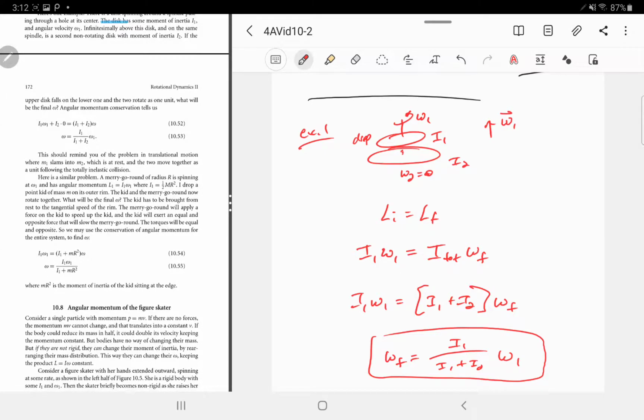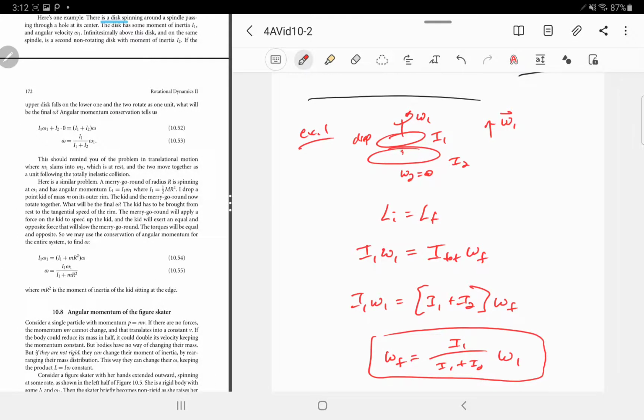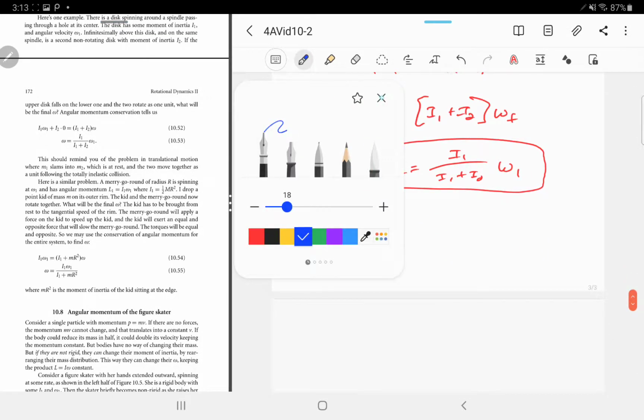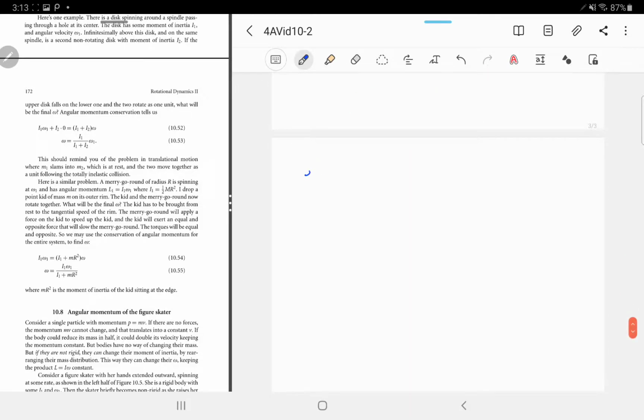Something similar happens if you didn't drop one rigid body onto another, but pretend you dropped a point particle. Okay, so example 2 is very similar to example 1, except you drop a point particle. So this thing is initially spinning, again, omega 1. It has I1. Except this time you drop just a mass at the end. So you let it drop and stick onto the edge right here.